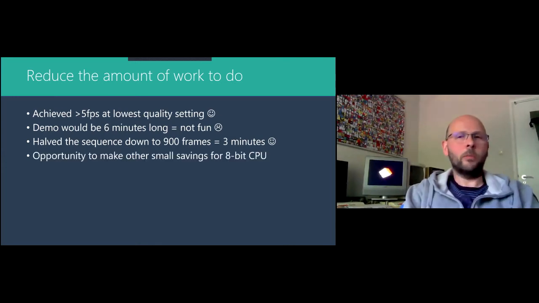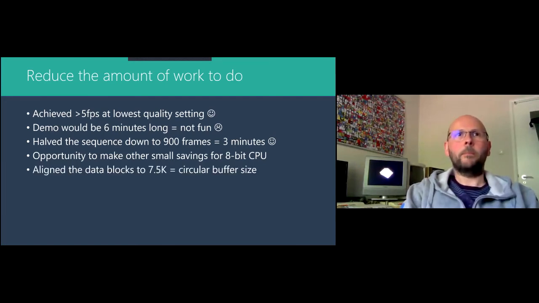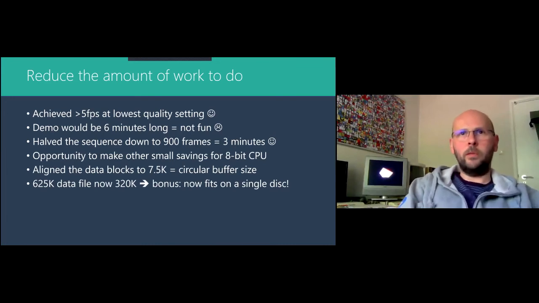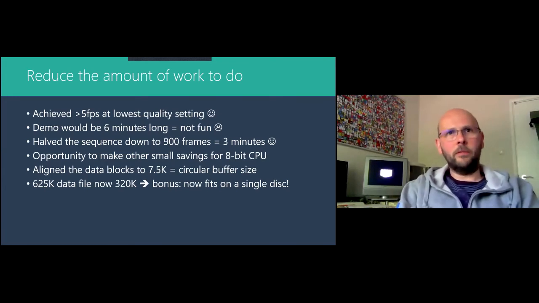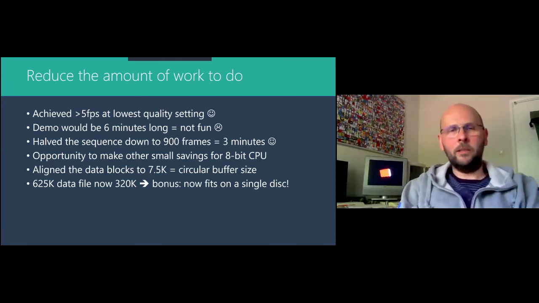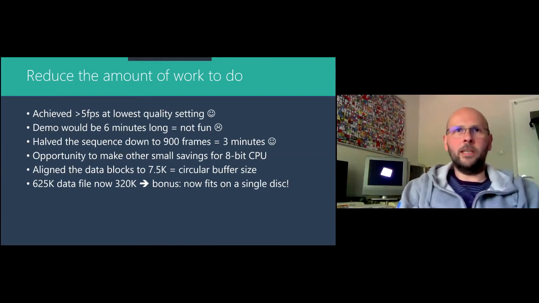And it also meant there were some other opportunities to make some small savings. It meant that we could align all of the data to our circular buffer that we're loading into, so you never have to worry about wrapping around the data pointer when you're parsing the stream. And the other bonus, the whole thing now fits on one disk. Rather than having a 2-disk demo, the data file was 320K. We can fit that on an 80-track, double-sided disk. So this is also much more convenient for our purposes.